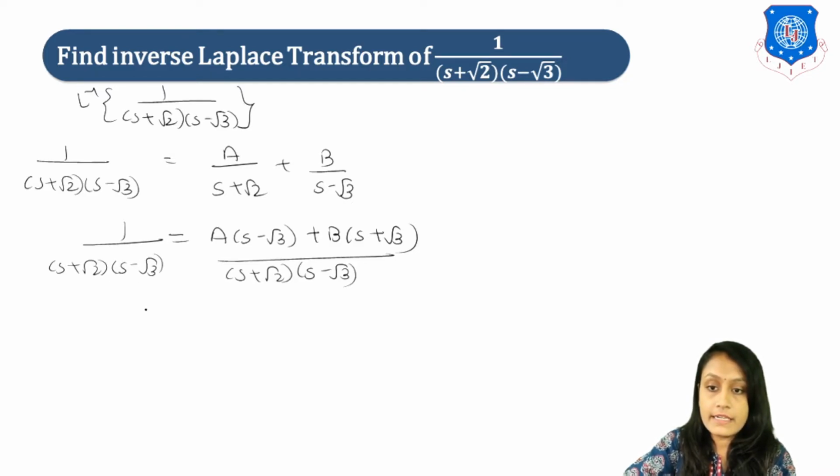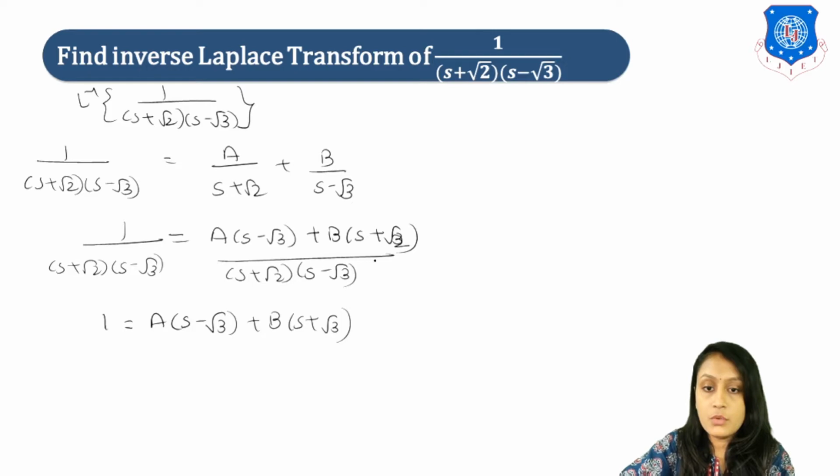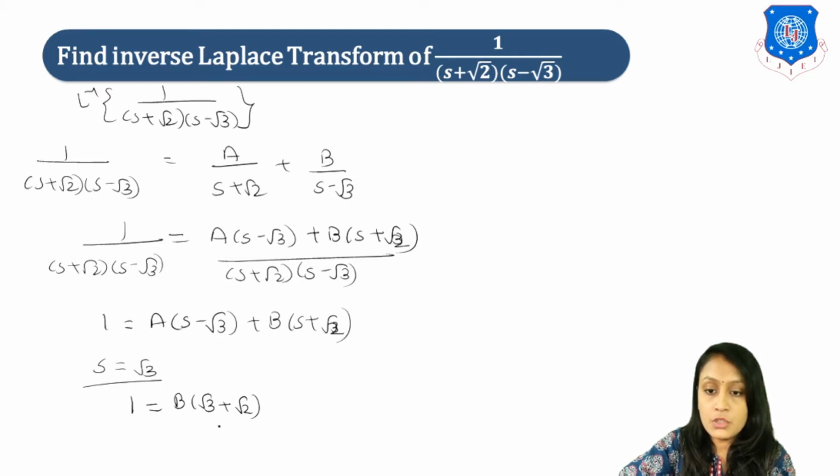These two denominators will get cancelled, and what remains is 1 equals A into (s minus under root 3) plus B (s plus under root 2). Now in order to find these constants A and B, we'll take s equal to root 3 first, then we'll take s equal to minus under root 2. If you take s equal to root 3 and substitute over here, this term will be gone, and what remains is 1 equals B into (under root 3 plus under root 2). So from this you will get B equals 1 upon (under root 3 plus under root 2).